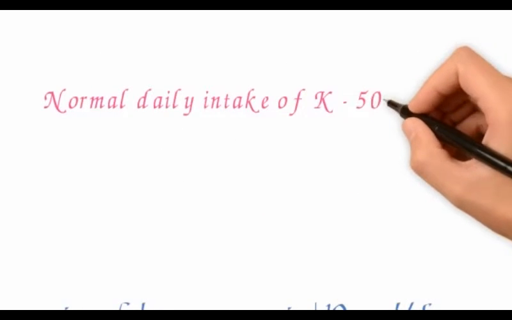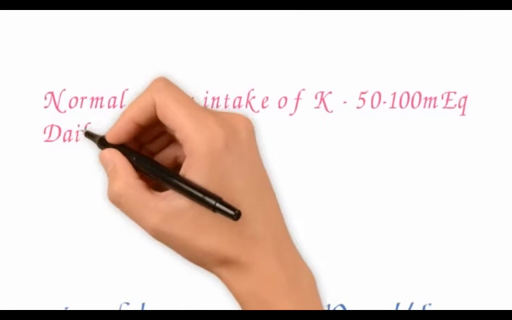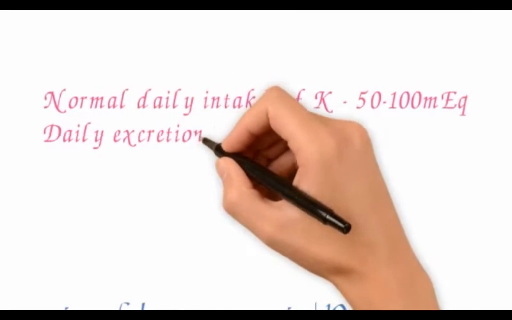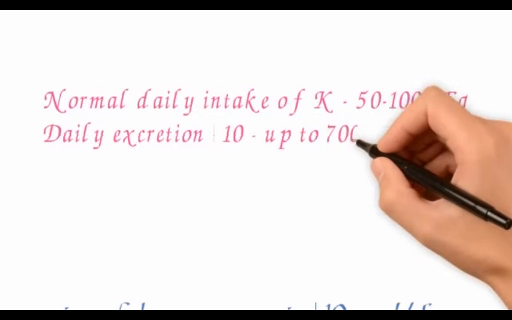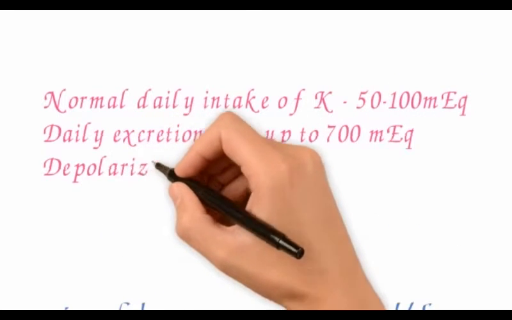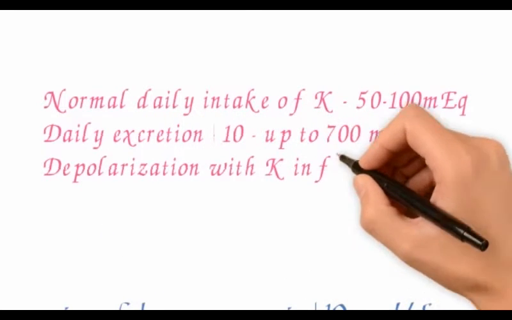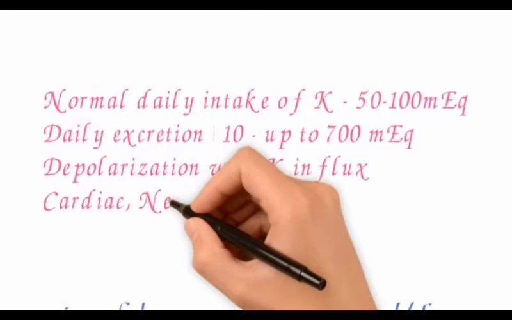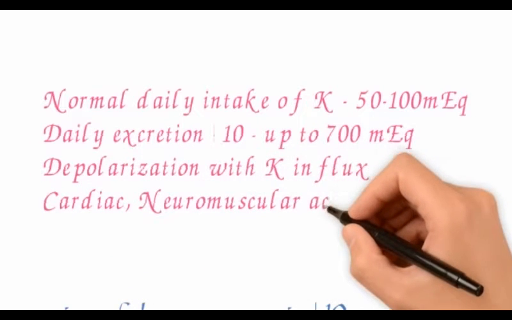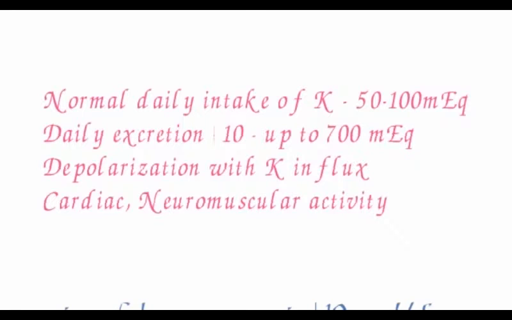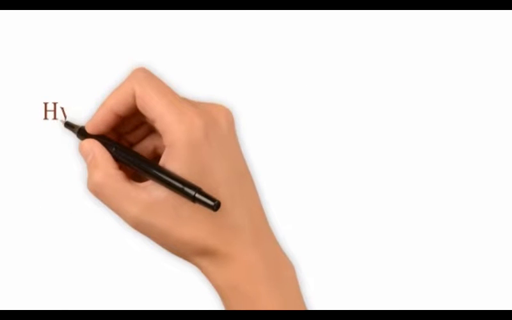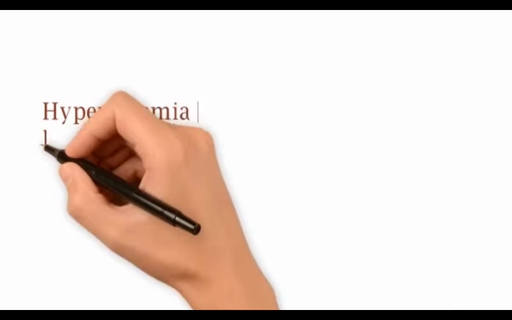The normal daily intake of potassium is 50 to 100 milliequivalents. The daily excretion can be from 10 milliequivalents to up to 700 milliequivalents if there is a good renal function. During the depolarization, the sodium-potassium pump takes potassium inside the cell, and this is very important for cardiac and neuromuscular activity so that the next wave of action potential can proceed. Potassium and magnesium are mainly intracellular.